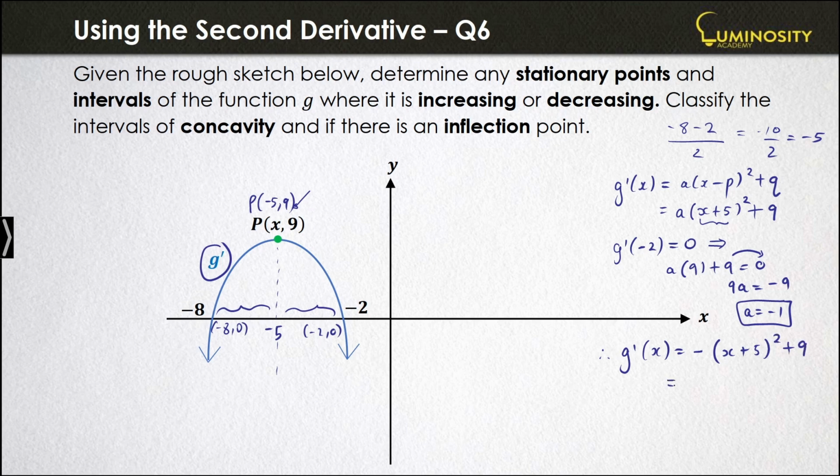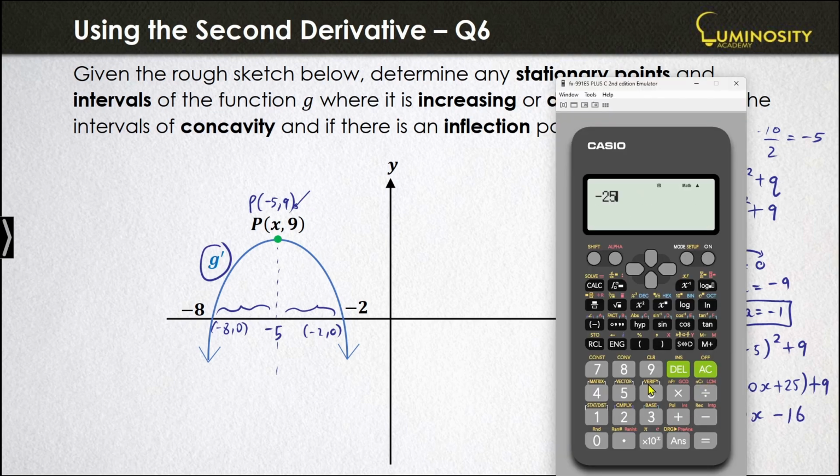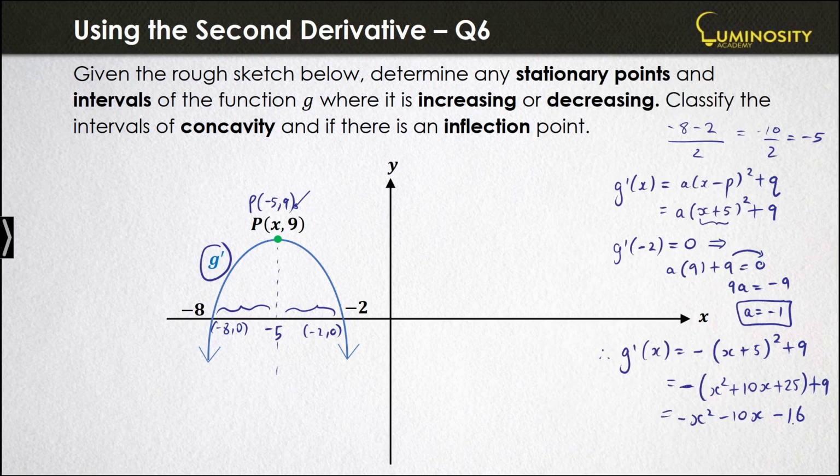Okay, and we can expand that out. Don't forget the negative outside here, so that's x squared, double the product is 10x, 5 squared is 25, and then plus 9. But then we need to distribute the negative out, so -x squared minus 10x, you're going to have -25 plus 9, so that's going to give you -16. Let's double check that, -25 plus 9, great. So that is g prime of x, that's the first derivative.